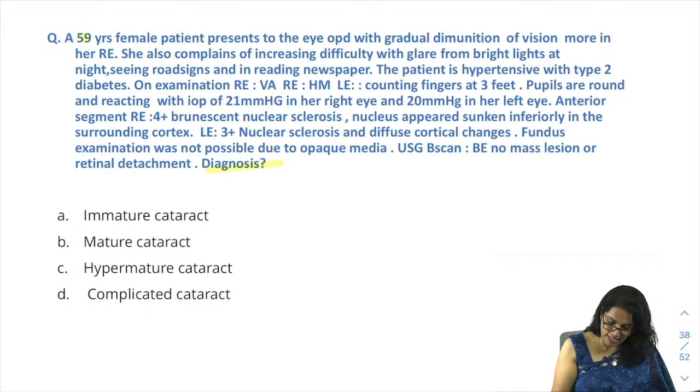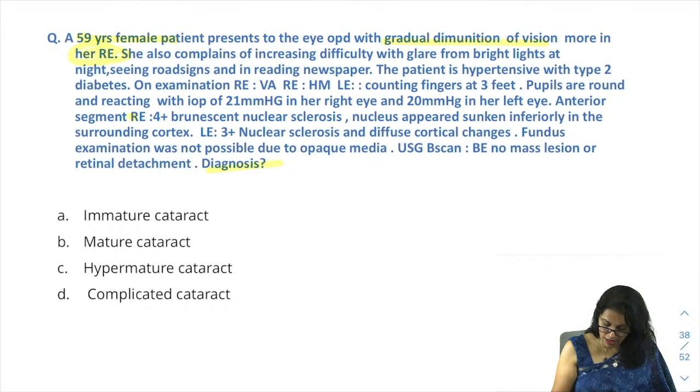Okay, so a 59-year-old female patient presenting to the OPD with gradual diminution of vision, more in her right eye. She also complains of increasing difficulty with glare from bright lights at night, seeing road signs and reading the newspaper. The patient is hypertensive with type 2 diabetes. On examination, right eye visual acuity is hand movement, and left eye is finger count. Such a low visual acuity, it cannot be an immature cataract, right? Pupils are round and reacting, IOP is normal in both eyes.